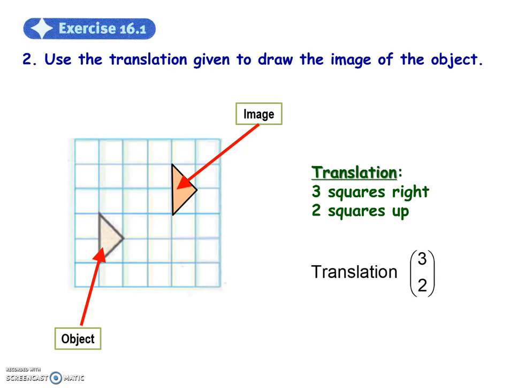Now, another way to show the translation is by using a matrix bracket, and it is written here as 3 and 2. So the 3 up here is for the movement either to the left or right, depending on the positive or negative value. However, the value of 2 is the movement up and down, depending on the positive or negative value.